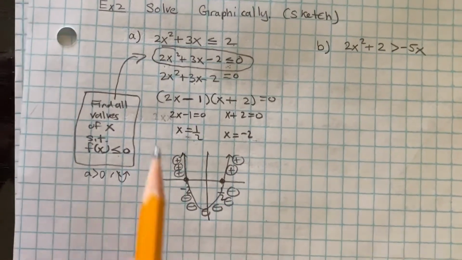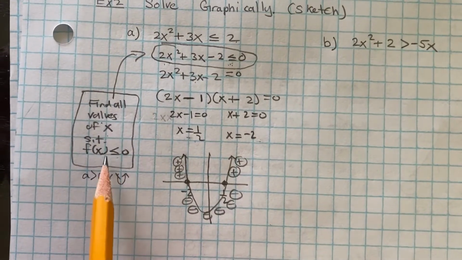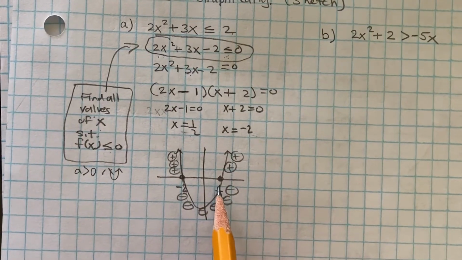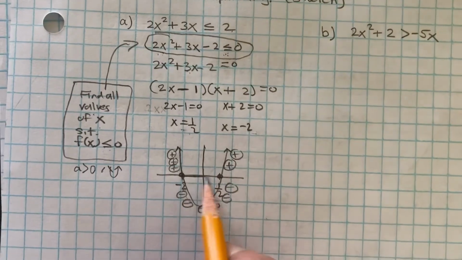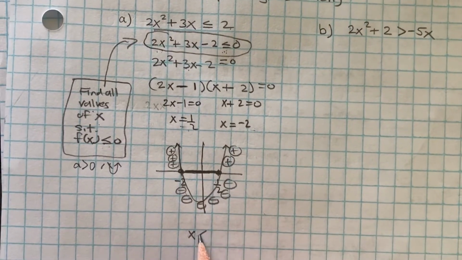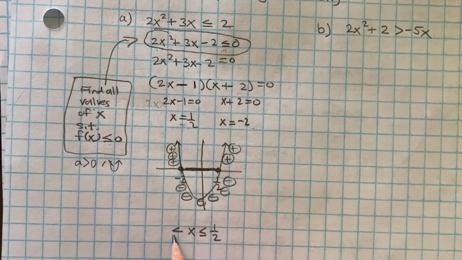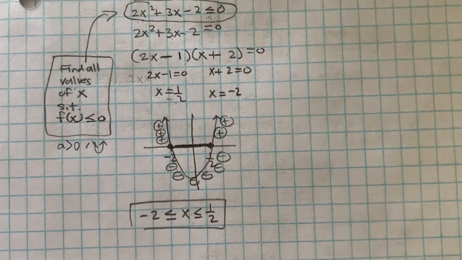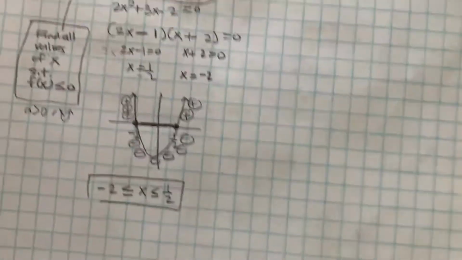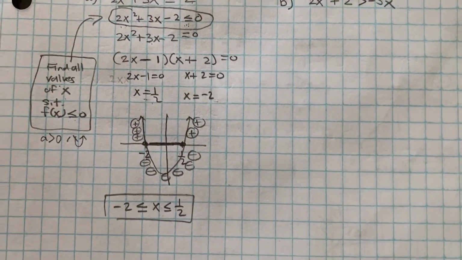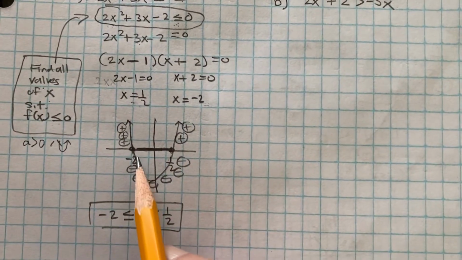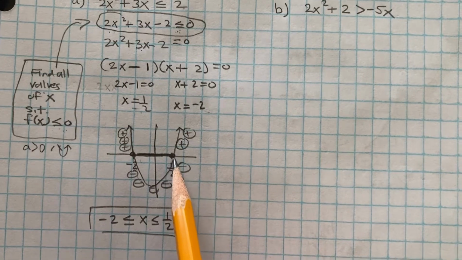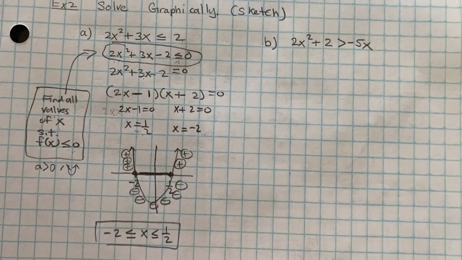So what was the question again? Find all the values of x such that f of x is less than or equal to 0. Well, f of x is less than or equal to 0 between negative 2 and 1/2. This is the solution set. So your final answer is x is greater than or equal to negative 2 and less than or equal to 1/2. And you see that this problem does not require any testing of points, as long as you're able to see graphically that the y value is less than or equal to 0 for x between negative 2 and positive 1/2. Okay, so this is what I mean by sketching is a lot easier.